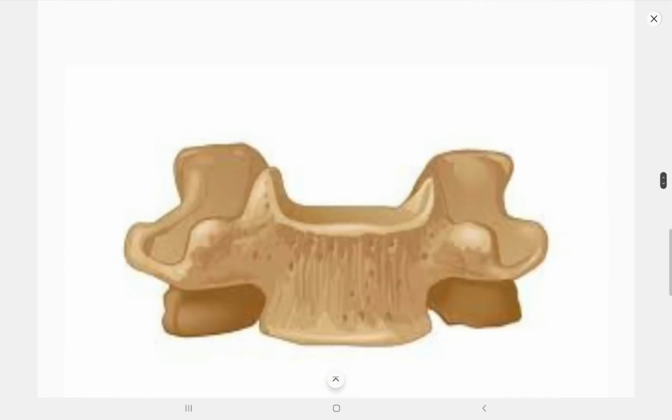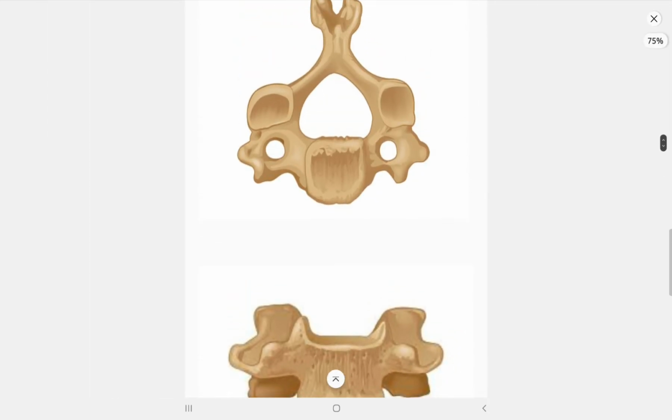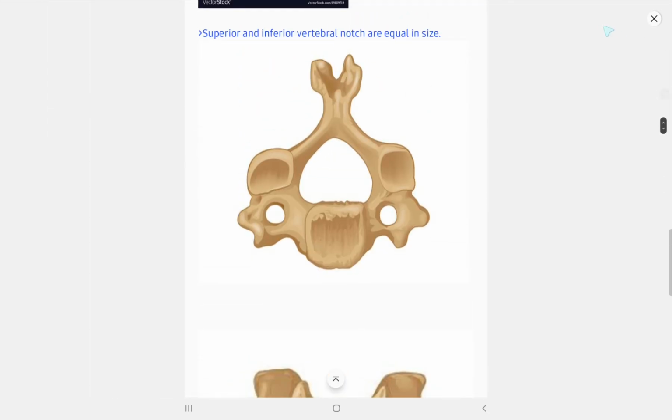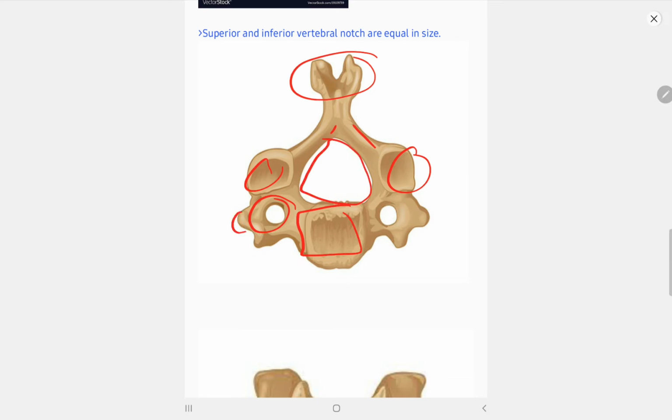Here I have shown you the superior view, and you can see the bifid spinous processes, and then the lamina, superior articular facets, foramen transversarium, which is only for cervical vertebra, then the body, the vertebral foramen, transverse processes, and the pedicle here.